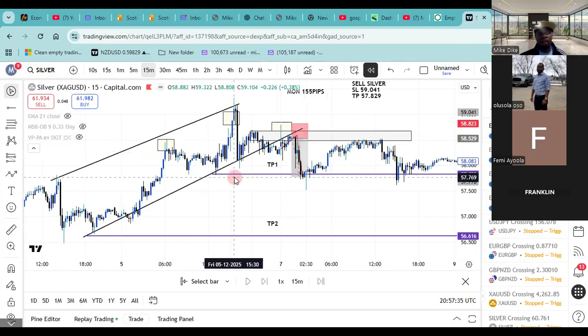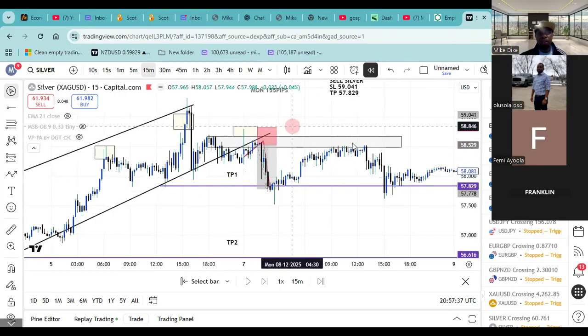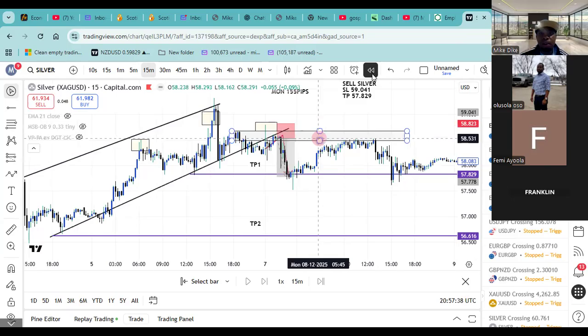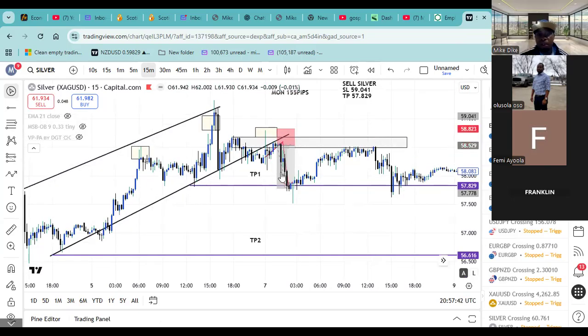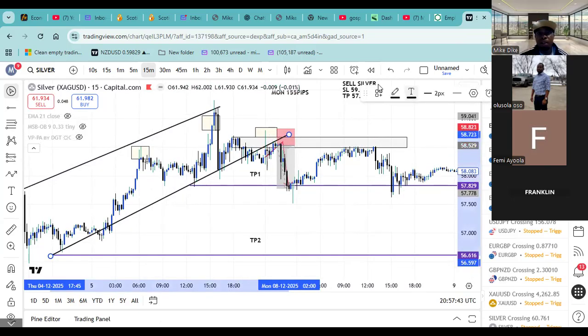So this is part of backtesting of the trade. Oh, how are you doing? Yeah, what's up? How are you? This is how to backtest as well.